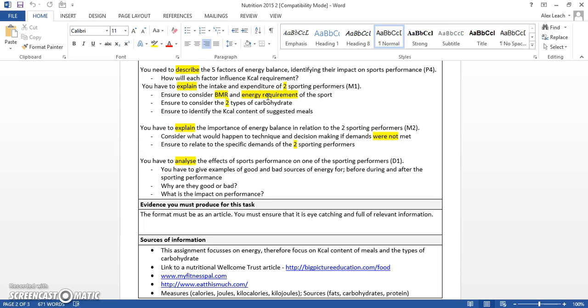So take that into account as well. Use MyFitnessPal. MyFitnessPal will ensure that you work out the exact amount of kilocalories in the meal as the energy expenditure. Make sure they're as close as possible to one another. I know it's hard to make it exact, but please make sure they're as close as they potentially can, your diet and the energy expenditure.